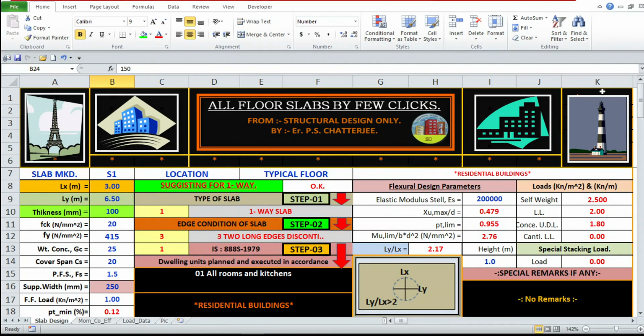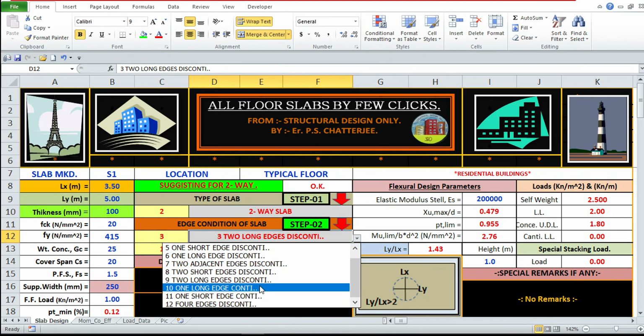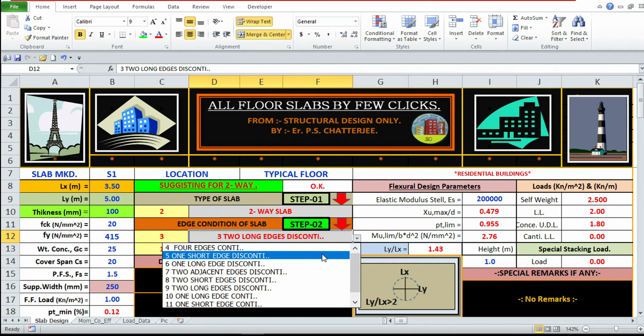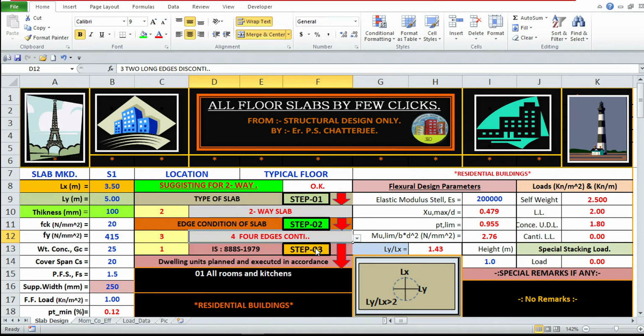Now I'm going to design a two-way slab. Say Lx is equal to 3.5 meter and Ly is equal to 5 meter. Look here, the suggestion for two-way is not applicable because we have to change this. Now, two-way slab. Under the two-way slab, there are 9 categories. So, 4 edge continuous. Look here, the picture is also changing with the change.